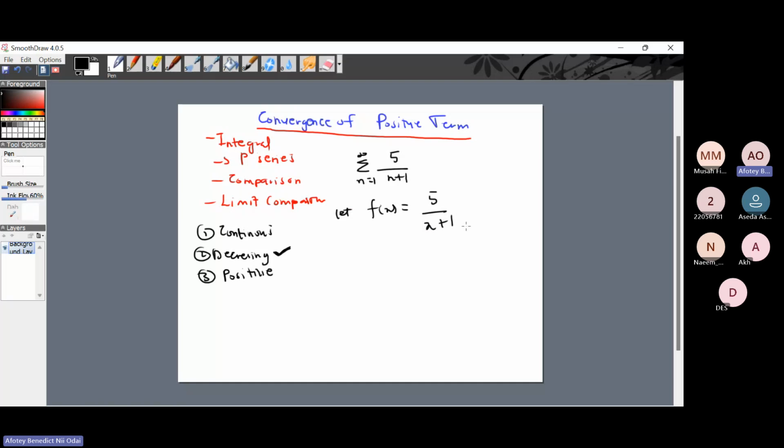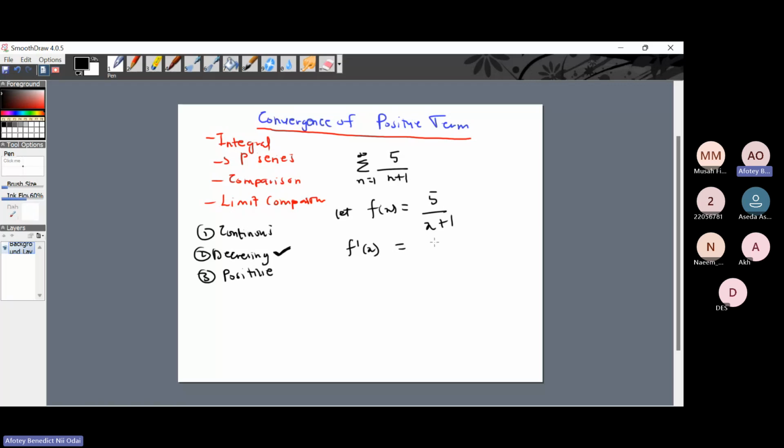Now to show that it is decreasing, there are two ways. The first thing we can do is find a differential, and that's what I like. But sometimes you can't find a differential, so you have to use the second way that we would be looking at. So f prime of x is equal to what we have. I'll be solving this first.